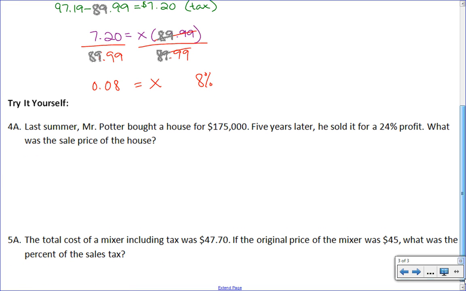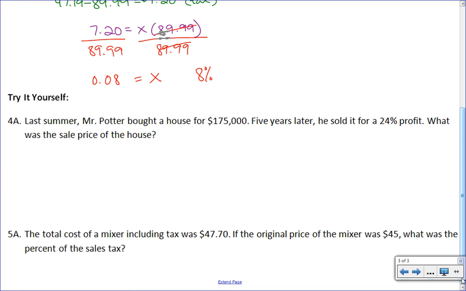Okay, there are 2 try-it-yourself problems for you to attempt. Make sure again that you are showing work for both of these. So pause the video, work through those 2 problems, and when you're ready to check your answers, hit play to resume. Okay, for the first one, the sale price of the house should have been $217,000. And for the last one, the percent of the state sales tax, or of the sales tax, should be 6%.